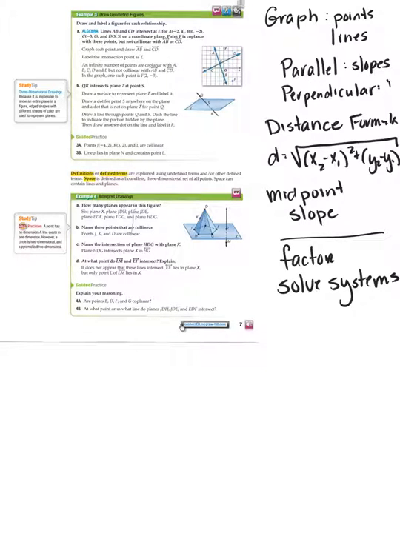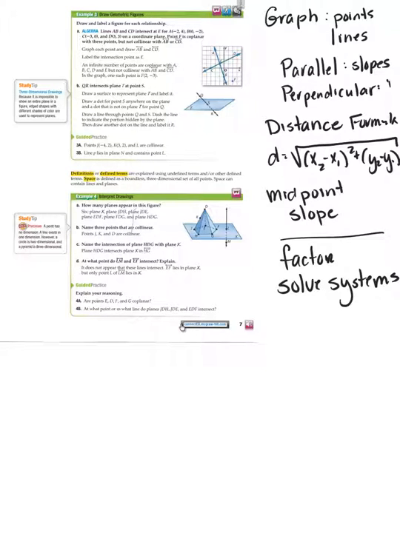So if these are weaknesses or things that you don't remember, I would strongly suggest that you look at Khan Academy this summer and go back and review those concepts, because when school starts and we hit the ground running, I'm going to expect that those are things that you already know.